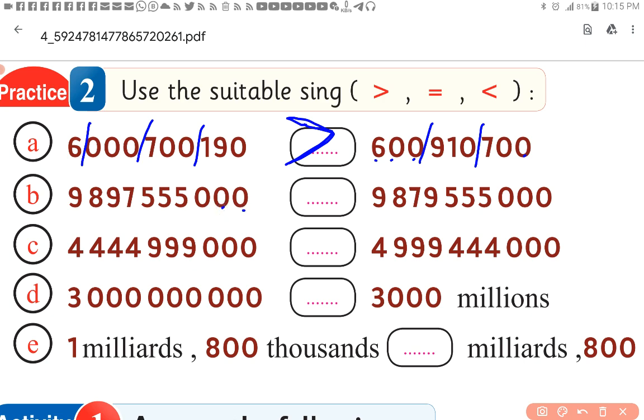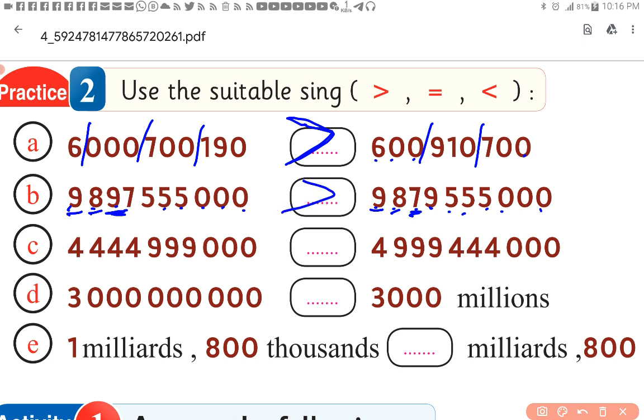The next one, count 1 2 3 4 5 6 7 8 9 10, and here 1 2 3 4 5 6 7 8 9 10. The two numbers have the same number of digits. Compare from left. Here 9 and here 9, 8 and here 8, 9 and here 7. 9 is greater, so you will put the sign greater than.